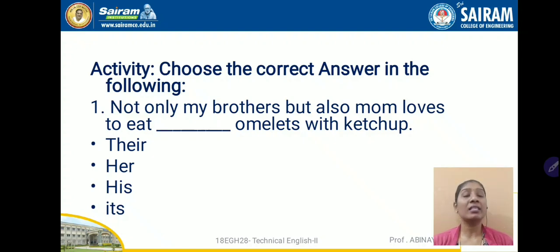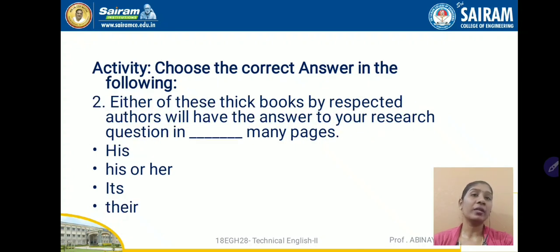And then third one is person agreement. If it is first person, go for first person pronoun. If the noun is second person, go for second person pronoun. If the noun is third person, obviously go for third person pronoun. See the activity here. Choose the right answer in the following.